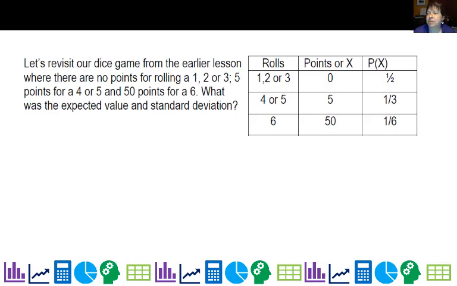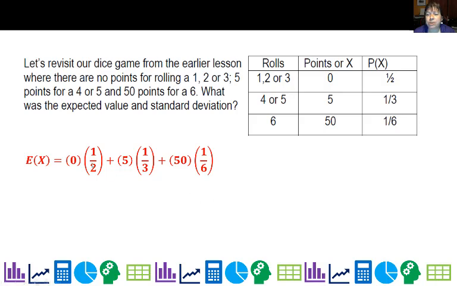Now I could easily put this in my calculator and have it spit it out for me. But I want you to get into the habit of, especially if it's a short table like this, writing out the expected value formula, which is your value times that probability, x times p of x, and adding them all up, in which case we get 10.